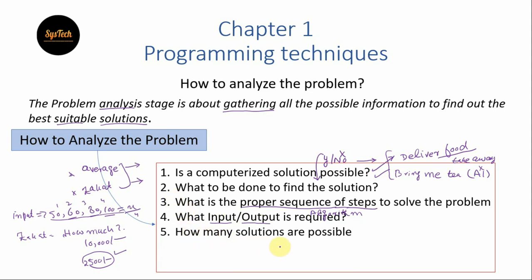After this one, how many solutions are possible? When you are analyzing, this is called a candidate solution. You will find out all the possible solutions, and then you will decide which one is the best solution and why. As I told you, the best solution is one which is efficient, effective, and less time consuming, less resources consuming. So this is the answer of why it is the best solution, and which one is the best solution from so many solutions.